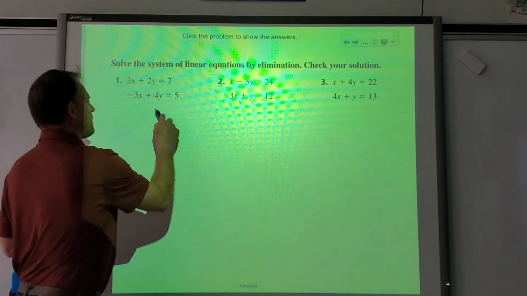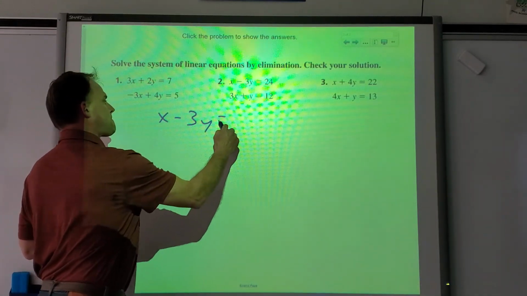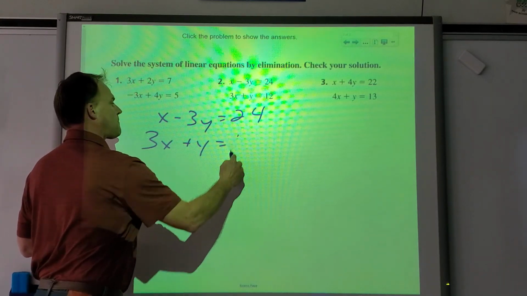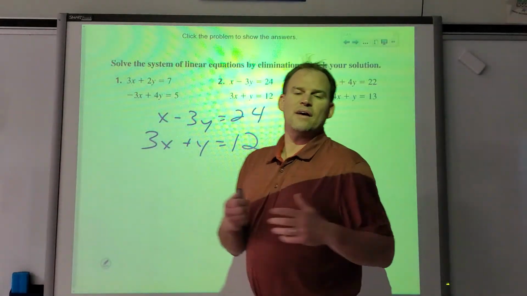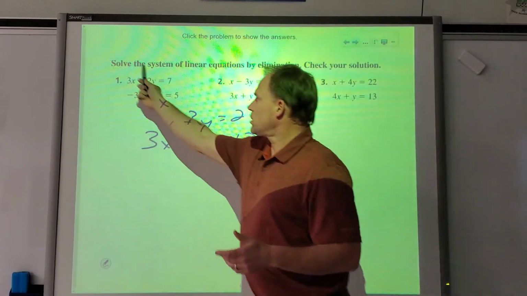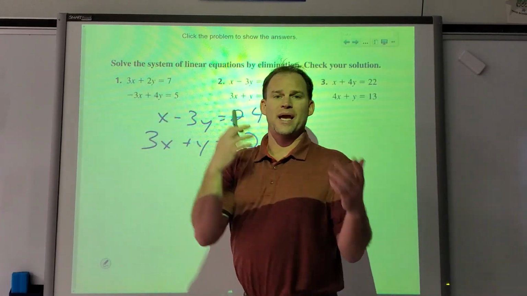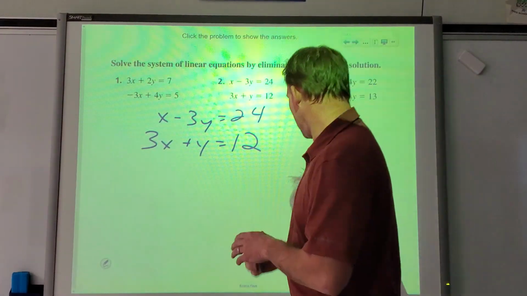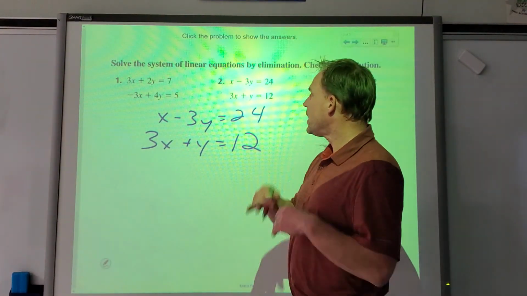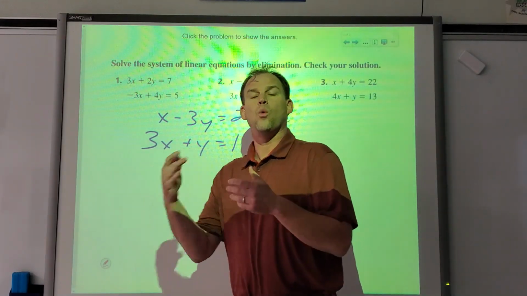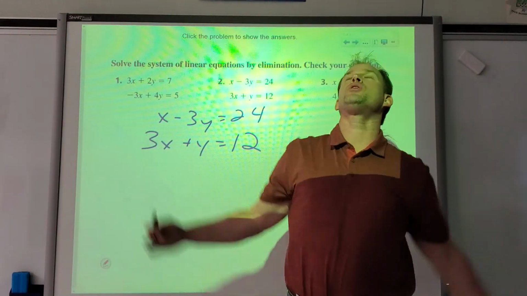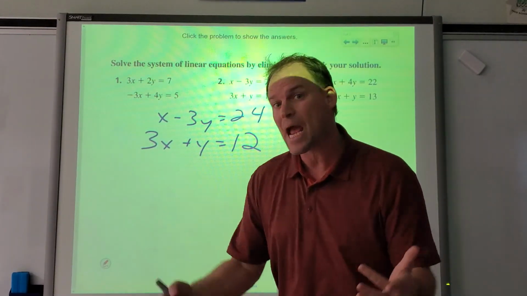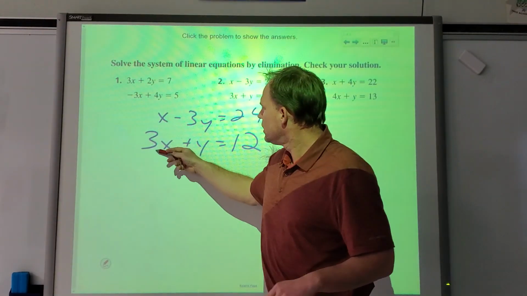So we take a look here. I don't have one already set up. We talked about this yesterday. These were already set up. They had opposite coefficients. I don't have that here. So what you're allowed to do, and what you need to do, is multiply one of these equations by any number you want. That's a great thing about algebra. You can pick any number. Make it happen.